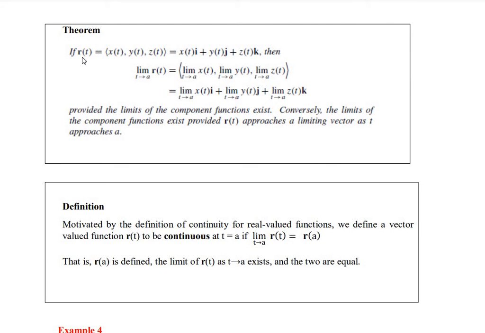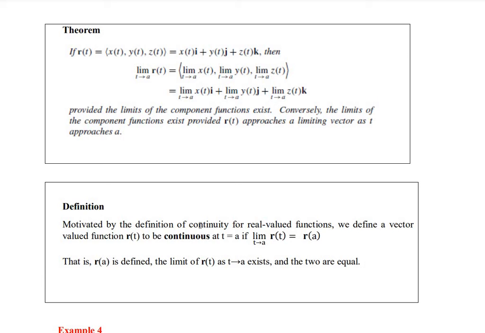So if vector r of t equals x of t times i cap plus y of t times j cap plus z of t times k cap, then the limit as t tends to a of vector r of t equals the limit as t tends to a of x of t times i cap. So component wise, we take the component wise limit. Okay. Plus the limit as t tends to a of y of t times j cap plus the limit as t tends to a of z of t times k cap.